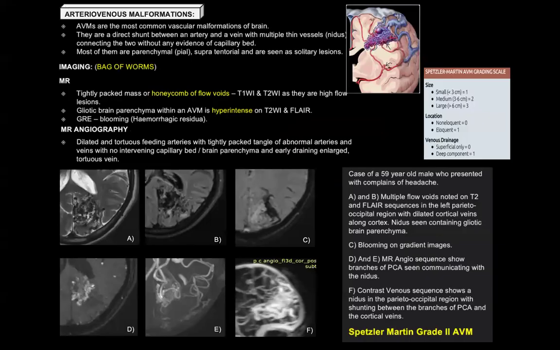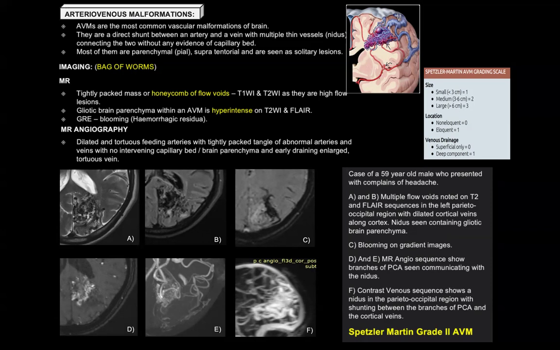The first case was a case of arteriovenous malformation. It was a case of a 59-year-old male who presented with complaints of headache. On T2 and FLAIR sequences, we were able to see multiple flow voids in the left parieto-occipital region with a nidus containing gliotic brain parenchyma. GRE sequences showed blooming, and angiogram sequences showed branches of the PCA communicating with the nidus. Post-contrast, we saw a nidus in the parieto-occipital region with shunting between the branches of PCA and cortical veins. It was graded as Spetzler-Martin grade 2.